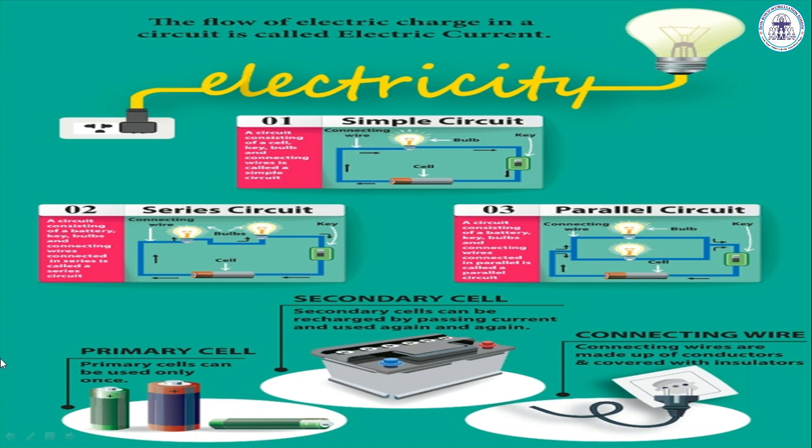We have also learned about the different types of cells, primary cell and secondary cell. Primary cells can be used only once. Secondary cells can be recharged by passing the current and can be used again and again. Connecting wires. They are made up of conductors and covered with insulators.